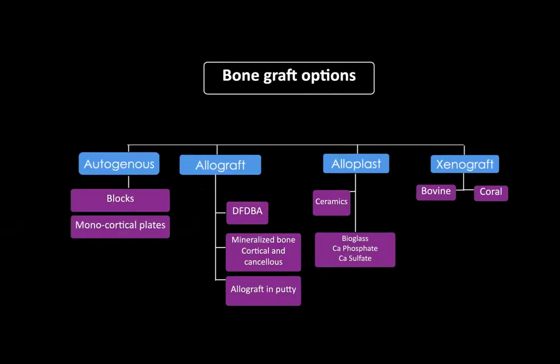And in early 2000, this is when the processes got way improved and they were able to keep the mineralized bone, cortical and cancellous, and we started seeing some allograft in putty in different carriers. One of them was the collagen. And then we had the bovine that stayed the same and the coral. So in the xeno, nothing changed. In the allograft, we started seeing a resurgence of new products. And autogenous still the same.